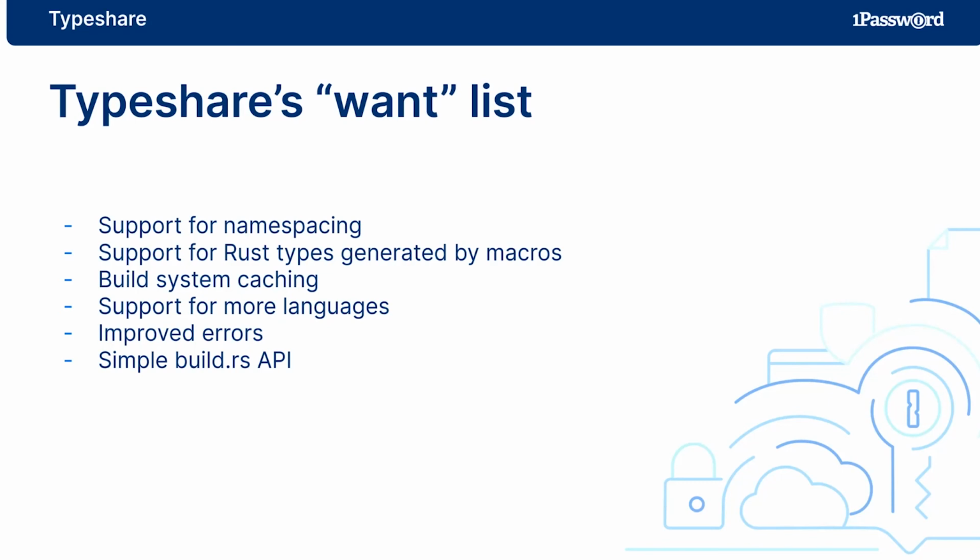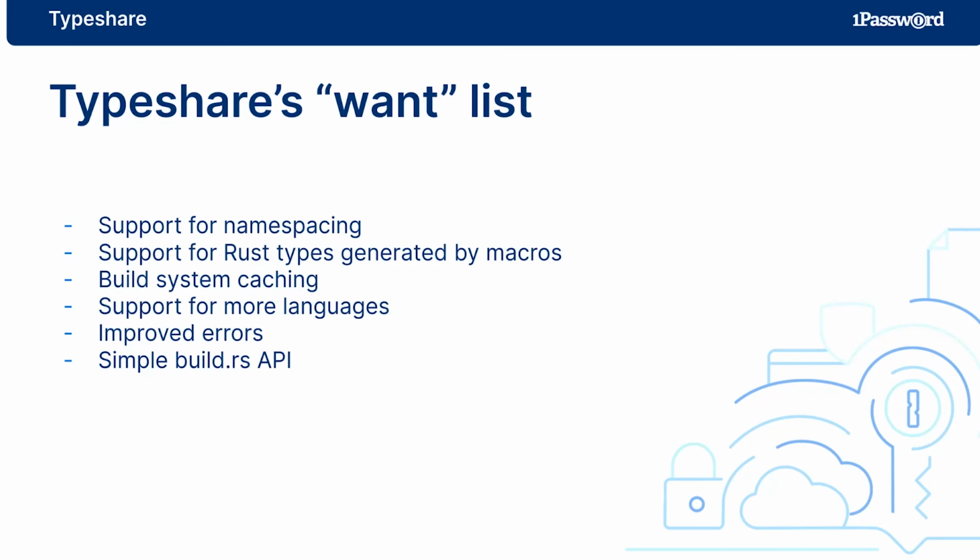Build system caching. Right now, Typeshare is very fast, it's parallel, and we rely on that heavily in our internal build system. But for any sort of bigger code base or on slower machines, it would be really great to have caching so that we can understand, okay, these input files haven't changed, we don't need to run Typeshare on them. It'd be great to support more languages. And that's always a great thing. It would make it more useful as we move towards open sourcing this in the future.